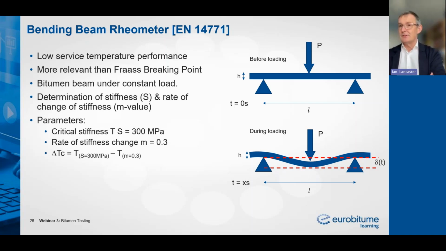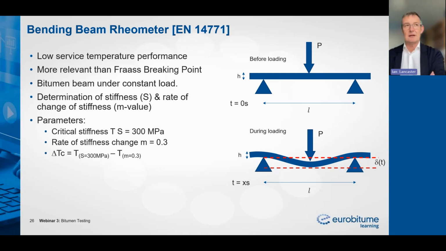Here we take a beam of bitumen and we balance it onto two supports, and we apply a load to it, and we measure the deflection of that beam, going from the image that you see at the top to the one we see at the bottom. You can see the beam has started to deform, and we measure the deformation of that beam. From that, we calculate critical stiffness. Typically, we report when the binder achieves a stiffness of 300 megapascals.